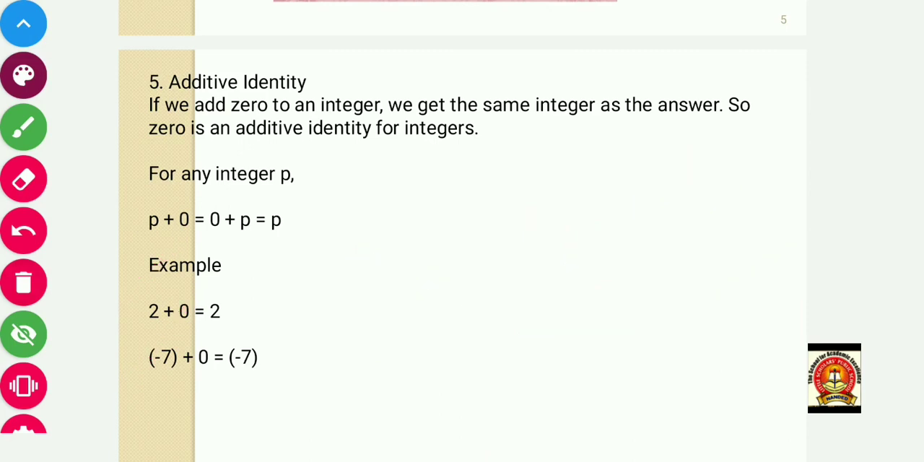So friends, here we have again revised all the properties of addition and subtraction for the integers. Hope you have understood it.